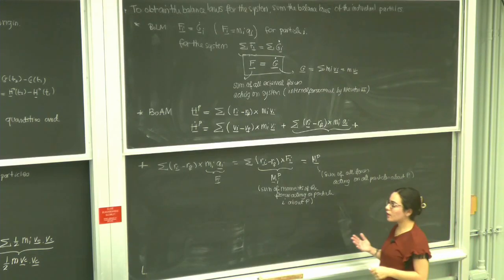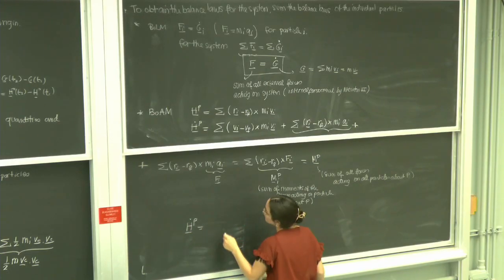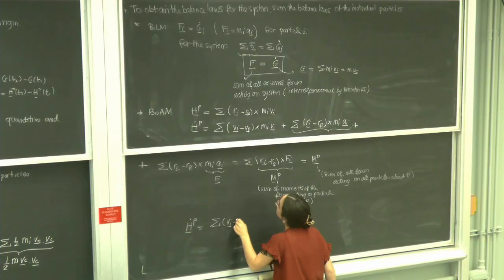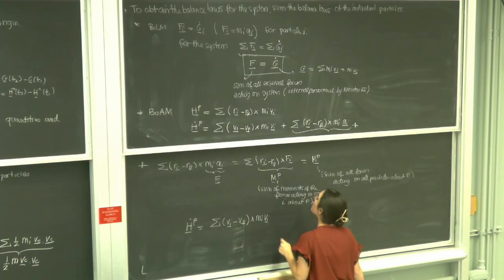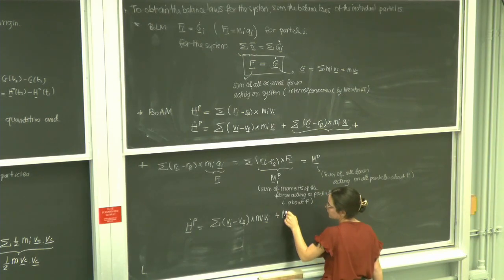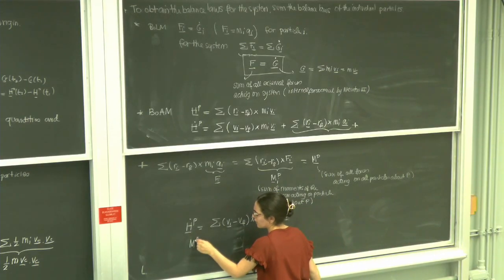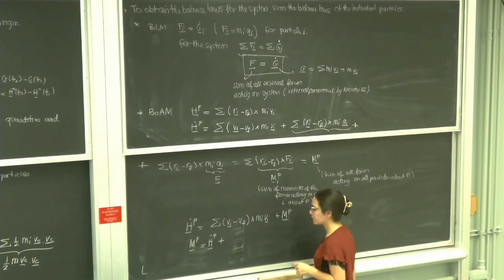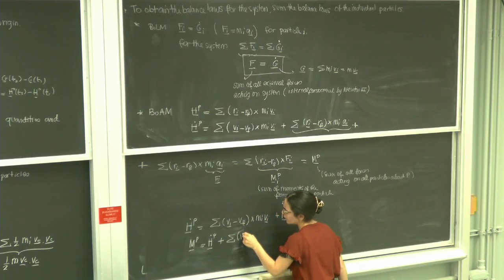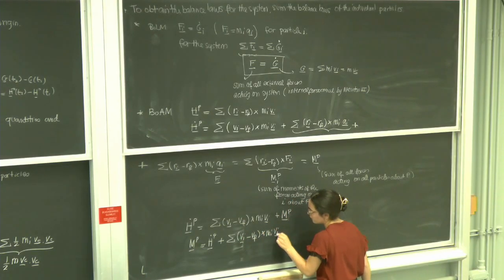So then our expression becomes H dot P is equal to the sum of vi minus vP cross mi vi plus MP. We usually take this term to the other side to get MP is equal to H dot P plus the sum of vi minus vP cross mi vi.